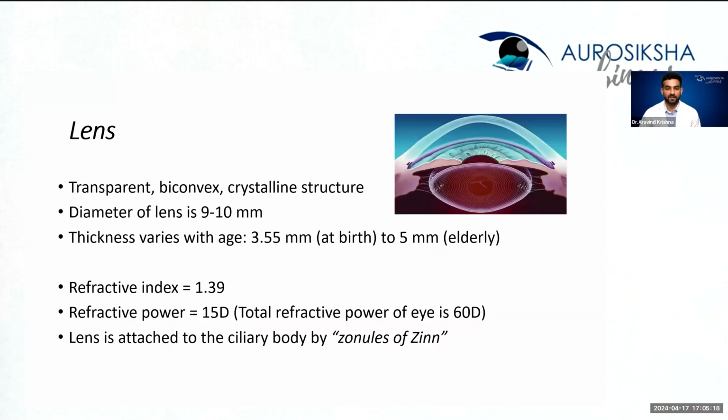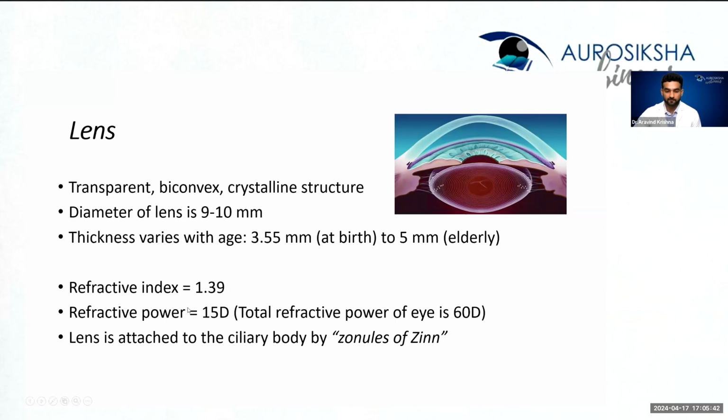So coming to the human lens, it is a transparent biconvex crystalline structure with a diameter of 9 to 10 millimeter. The thickness of the lens varies with age. It's around 3.5 millimeter at birth to 5 millimeter when you grow up. So an elderly gentleman or woman will have a much harder, much thicker lens because the thickness increases.